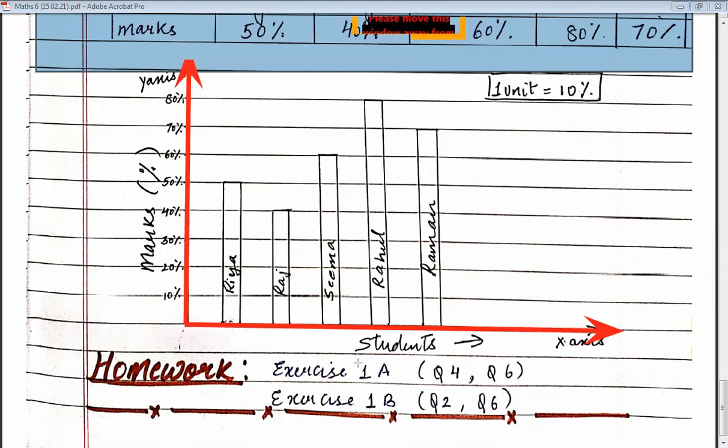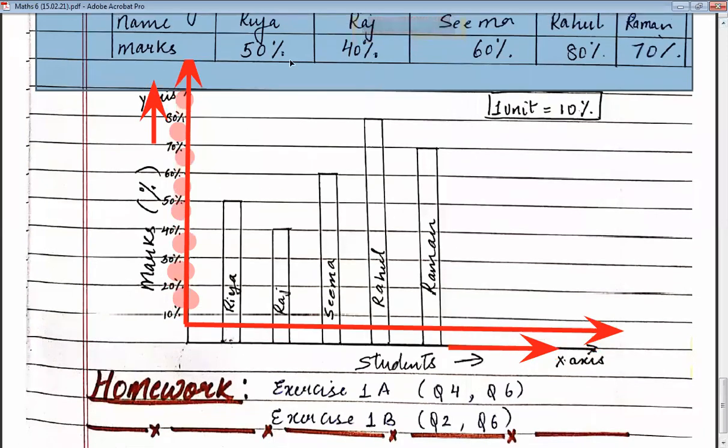Now you have to write what you are going to represent on the axes. So children, on the x-axis we are going to write the names of the students, and on the y-axis we are going to show the marks of the students, percentage. Now make equal divisions on the y-axis, that is 10%. You can start, one unit is 10%. 10%, 20%, 30, 40, 50, 60, 70, and 80%. Okay, so now children, you have to go according to your question. Now let's see what is in the question.